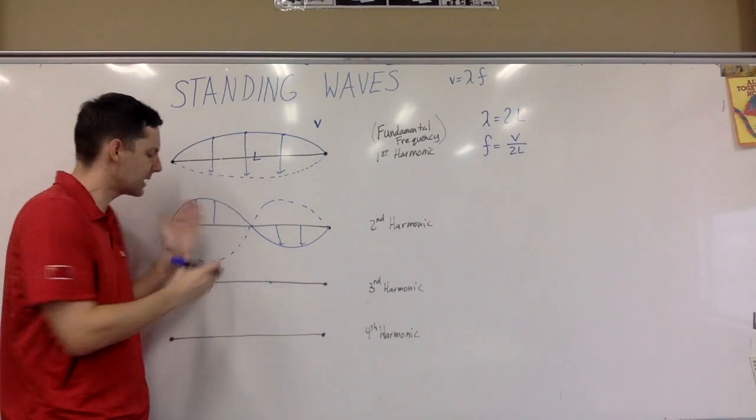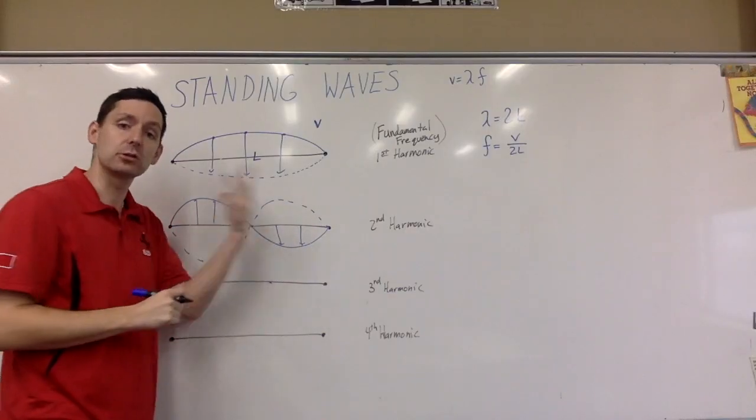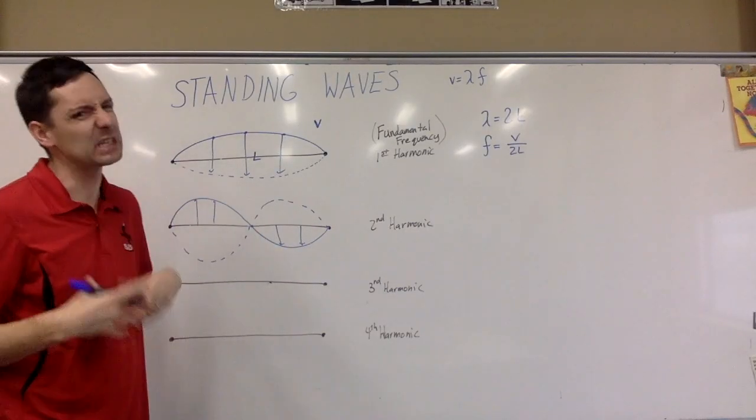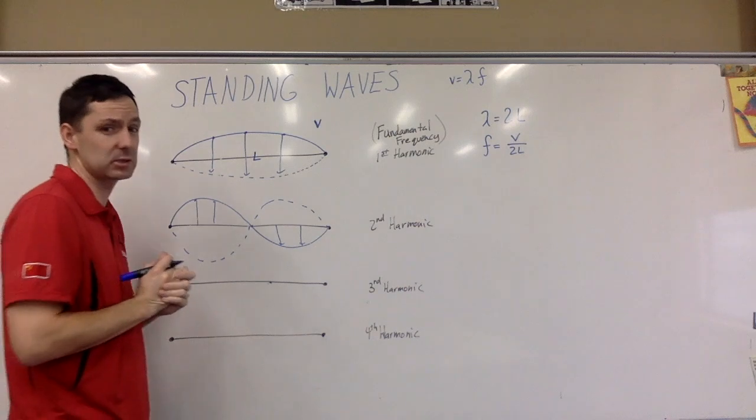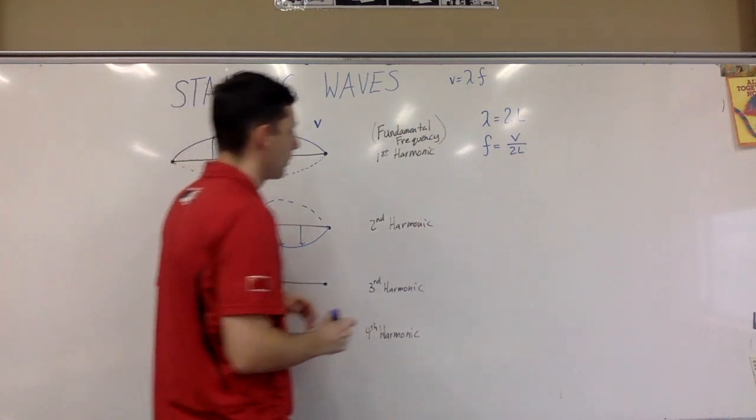Right now, it's okay to say, well, I've got two antinodes, all right? That makes sense for a string. It won't make as much sense when we start to look at the pipes in just a minute. But this is our second harmonic.